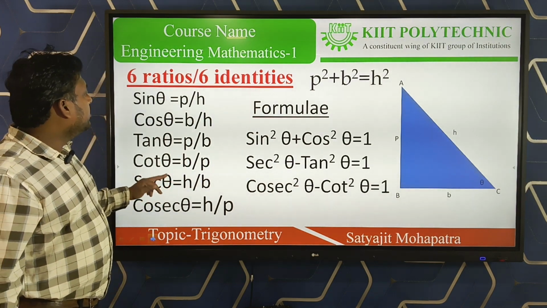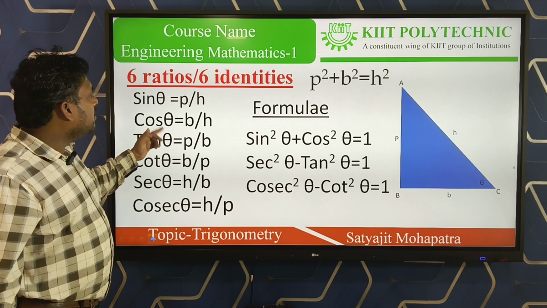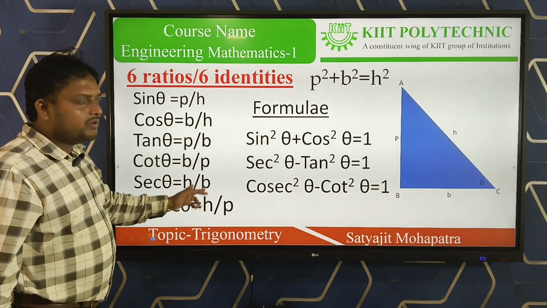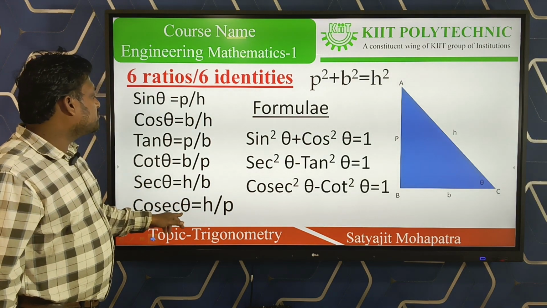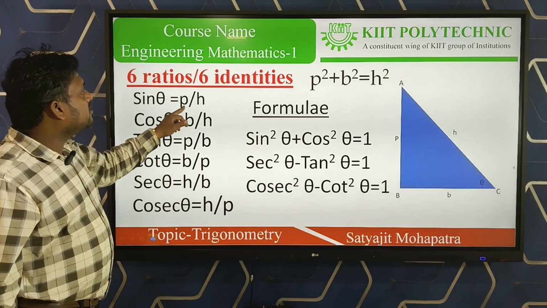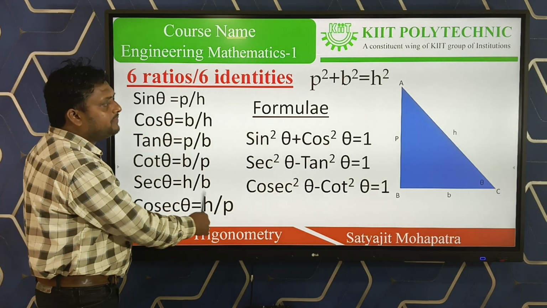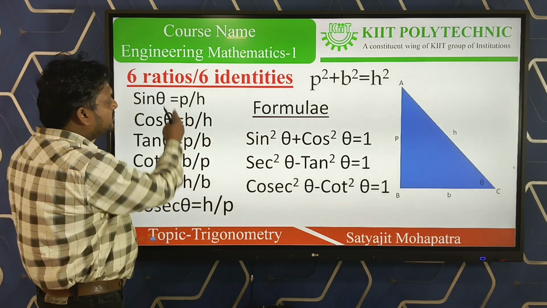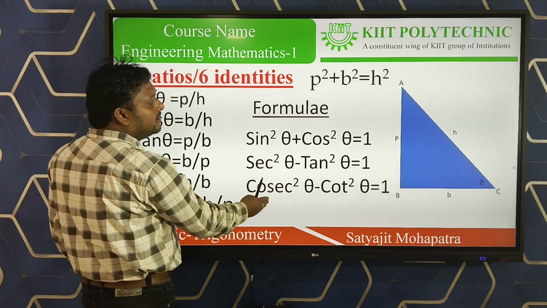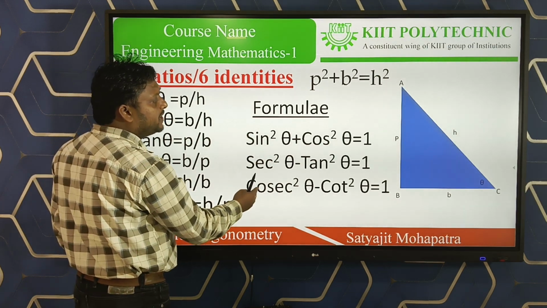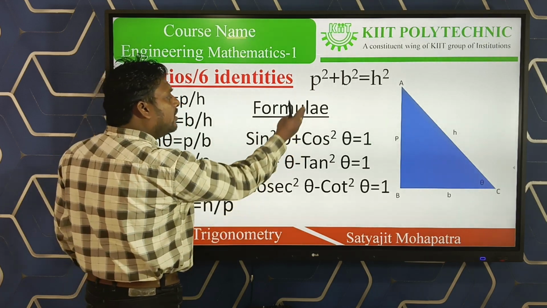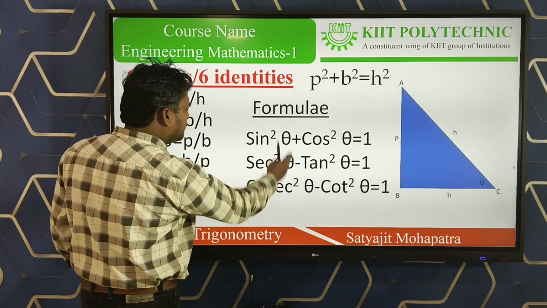Then come to sec theta. Sec theta is the reciprocal of cos theta. If cos theta is B by H, sec theta will be its reciprocal H by B. One can easily find. Then the last one is cosec theta. Cosec and sine are reciprocals of each other. If sin theta equals P by H, cosec theta will be H by P. All these are the formulae. These 6 formulae are for ratios of trigonometry, and these 3 formulae are the relationship between all these ratios. So if one theta is given, one can find all the rest of the ratios by these formulae.